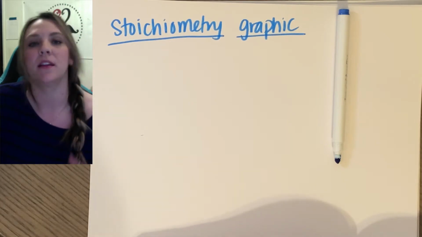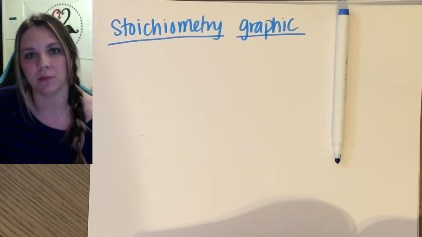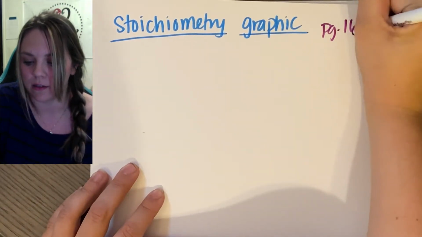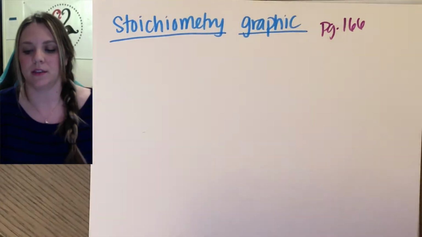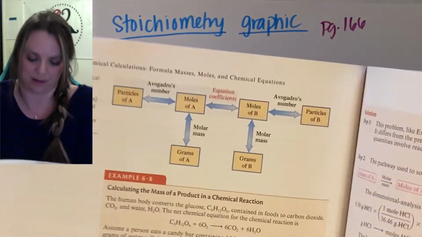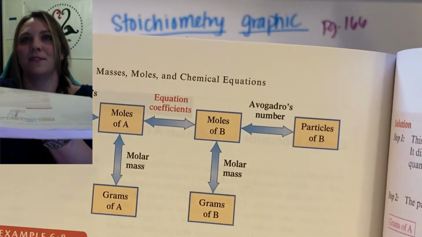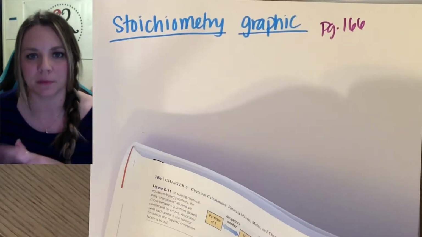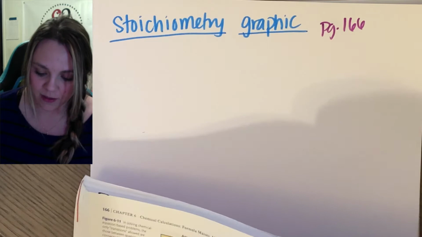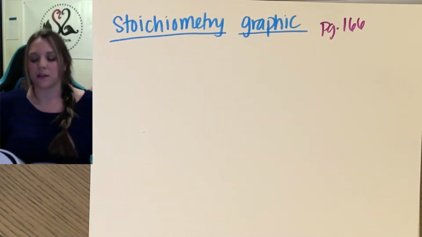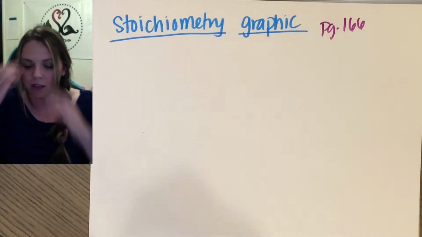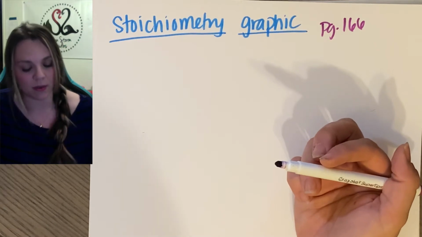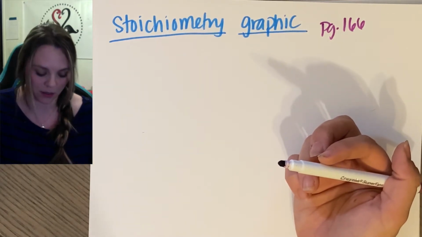I did want to go over the stoichiometry graphic that your book shows you on page 166, which is this. Hopefully that's in focus. If not, I'll take a picture and put it up there. I want to talk about this thing. This is one way to look at stoich. It's not my personal favorite way, but it is in your book. And if you're using that as your resource, I at least want to explain what it is.